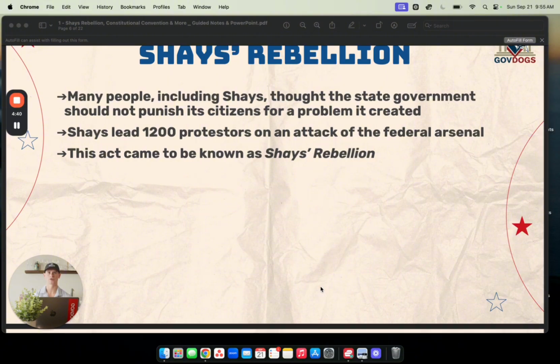You can't force the citizenry to pay these tremendous taxes because of a problem that you created and expect everything to go well, right? That circular issue with Daniel Shays, owing state taxes, having less to produce, therefore making less money, therefore not being able to pay the state taxes, is the straw that broke the camel's back.